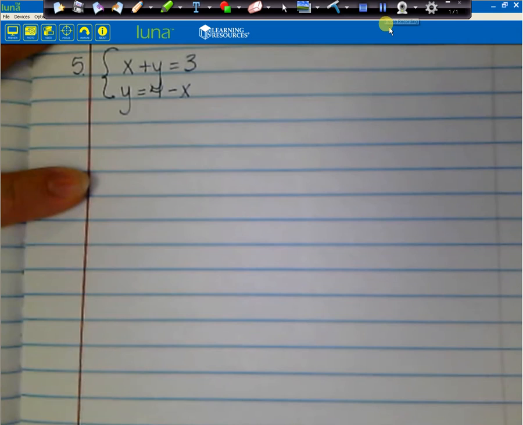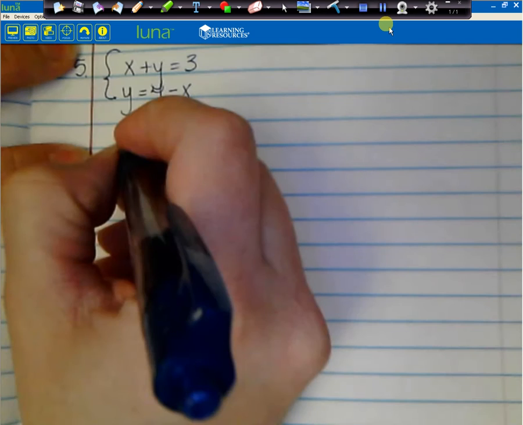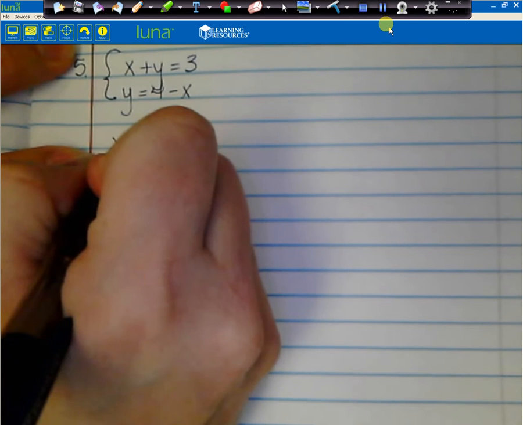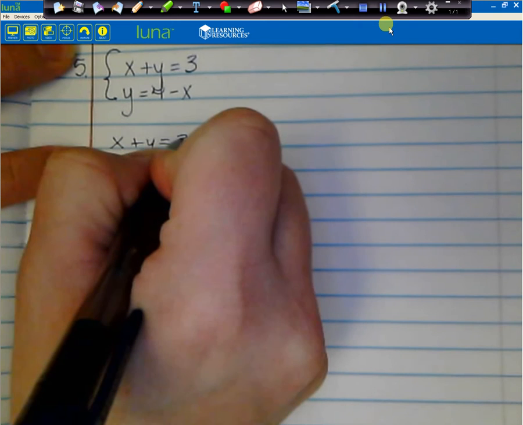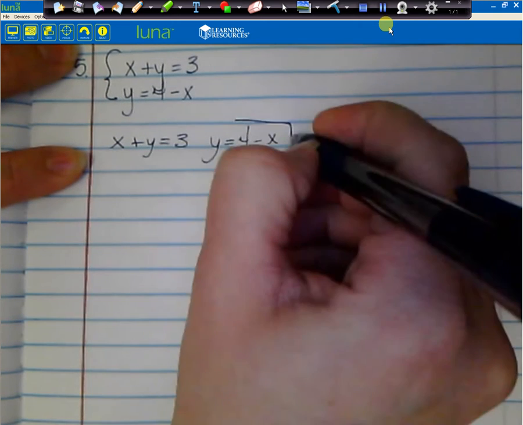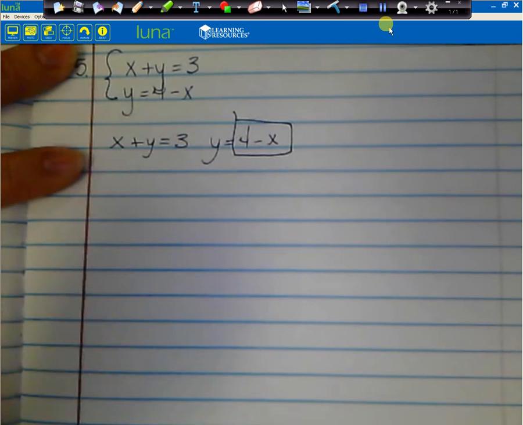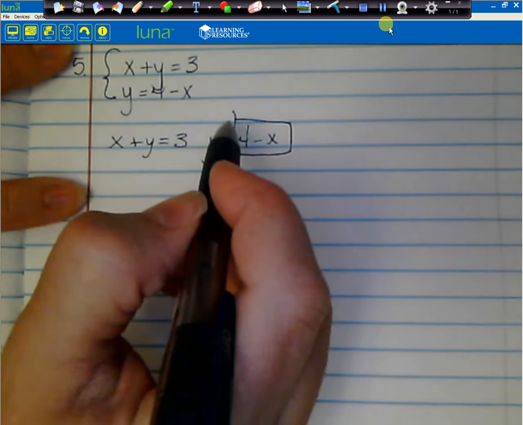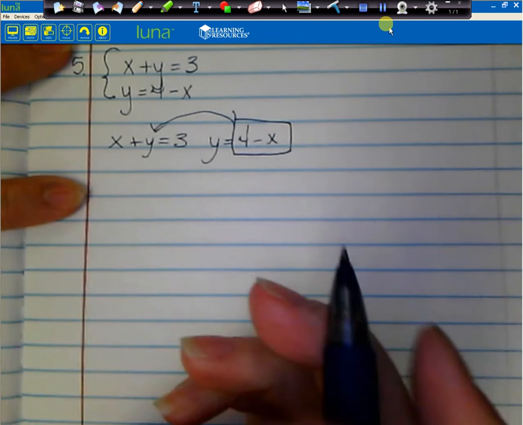All right, for number 5, you're going to write x plus y equals 3 and y equals 4 minus x. The first thing we're going to do is write our 2 equations side by side. X plus y equals 3 and y equals 4 minus x. Here I have my y that is solved for, so I'm going to draw a box around what y equals, and then I'm going to come over here and plug it in to this equation for y.